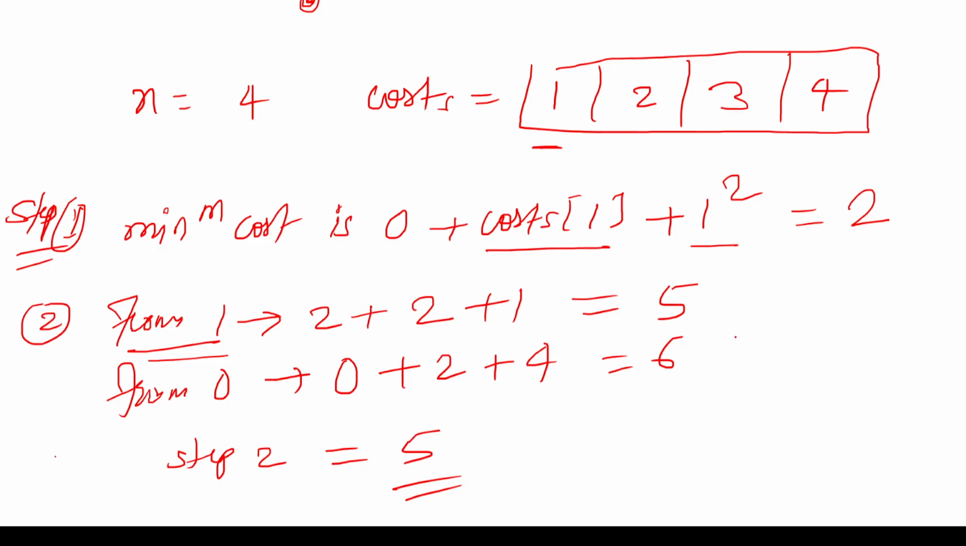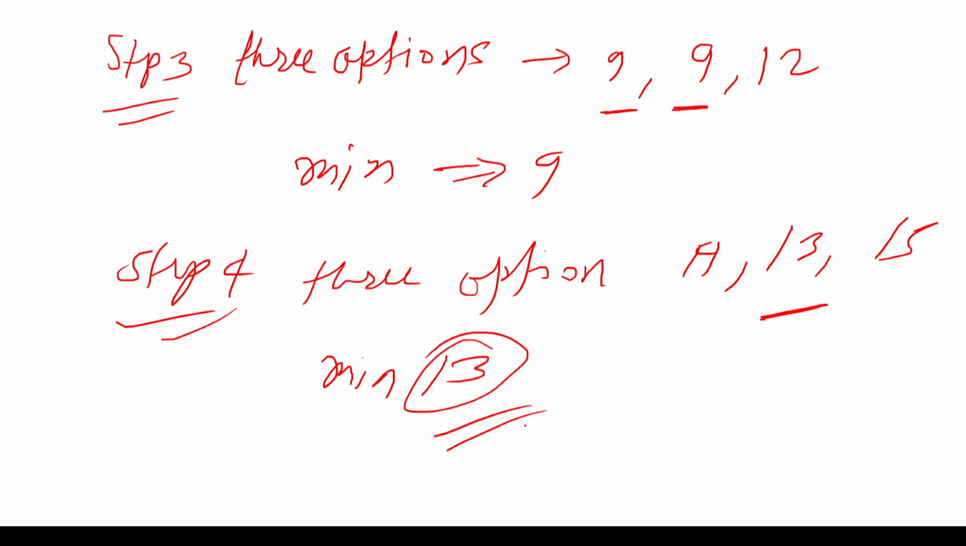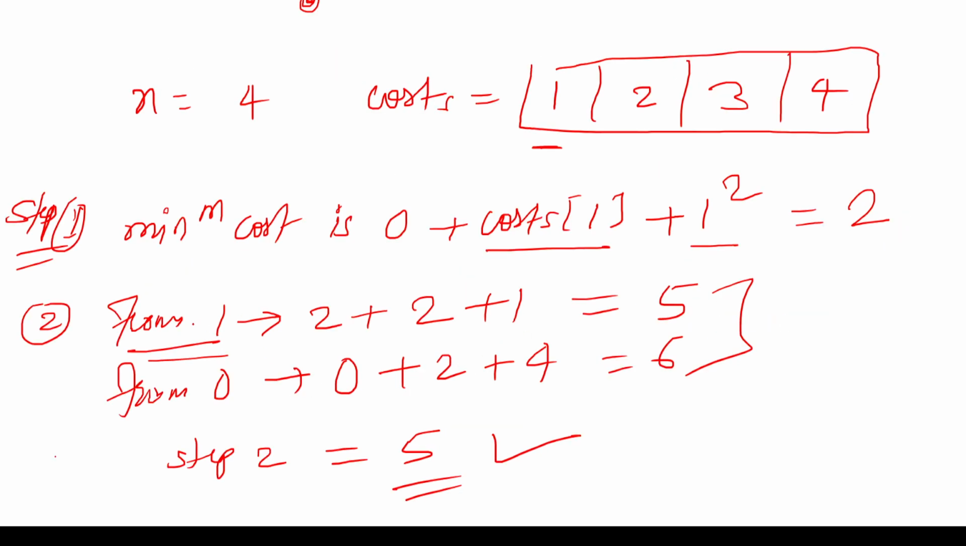As we have calculated here, from step 2 we get the minimum, which is 5. Similarly, in the next step we get the minimum 9. Again in the next step, each time you have to think about how we are going from the steps to the next step. Are you understanding or not? Give me 1 second.